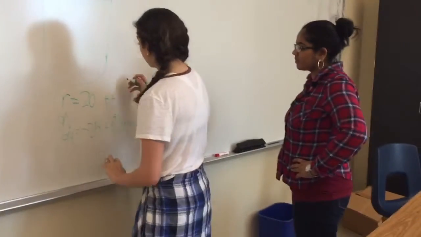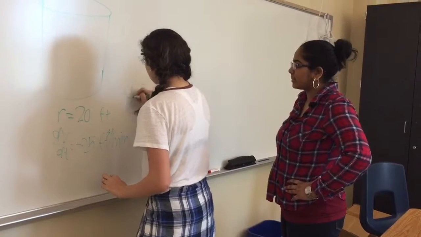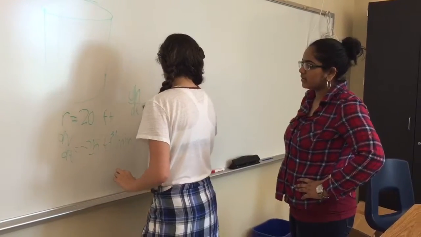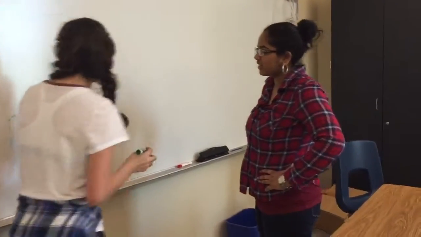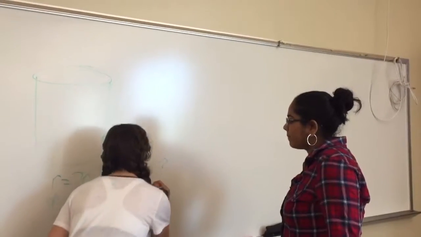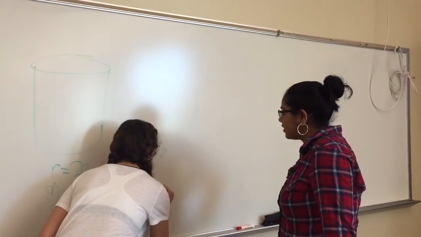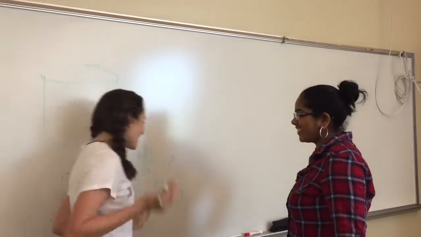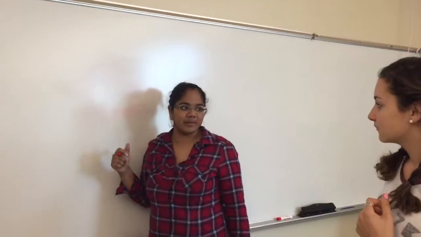And then we're looking for dh over dt. Since this is this kind of shape, the radius never changes, so dr over dt equals 0. Right? Yes! So first we need to figure out which formula we want to use.